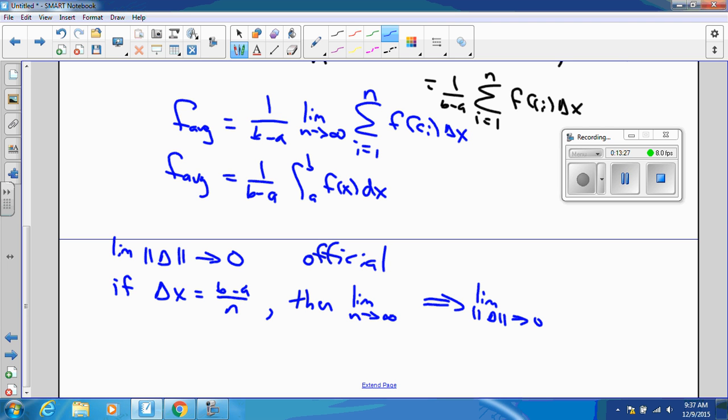The case where it would not happen is, remember that weird partition we had with delta x_i equals 2 to the minus i? In that case, my n can go to infinity without mesh size going to 0.